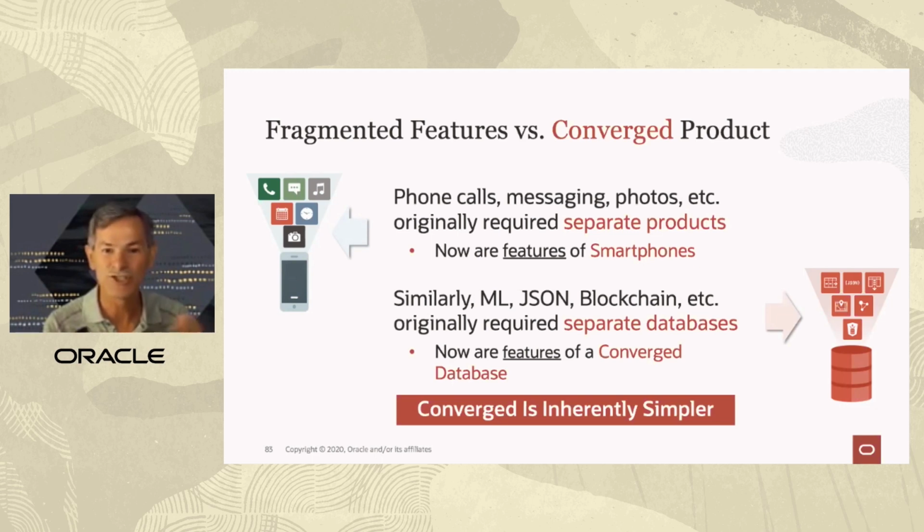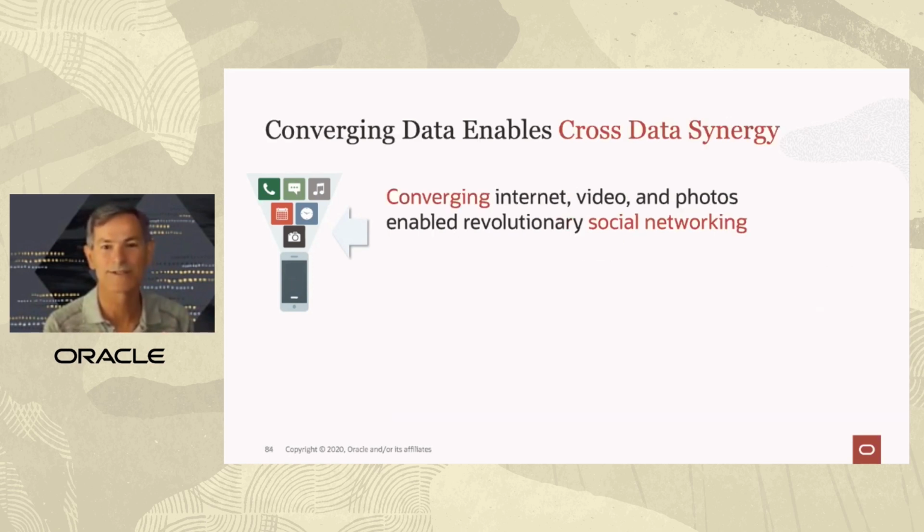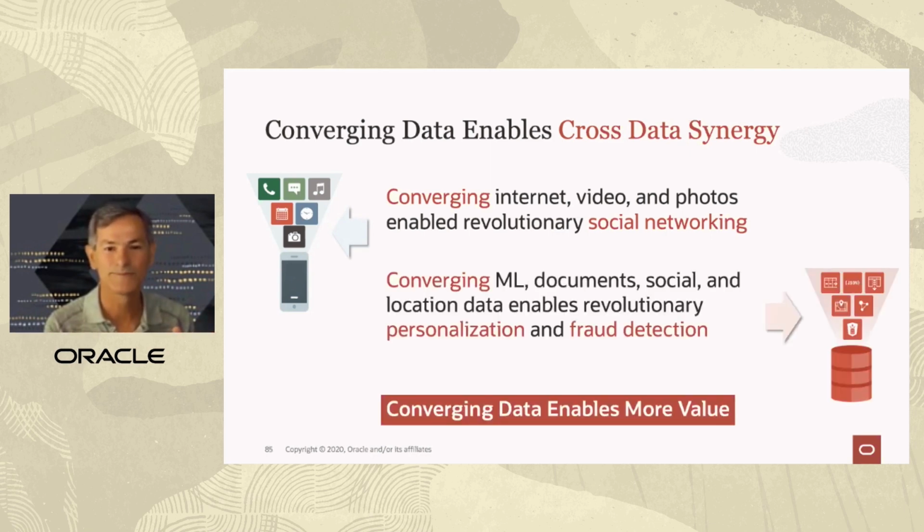Similarly, machine learning, JSON, blockchain, etc., originally required you to use a separate database for each. Now we've converged these features into the Oracle Converged database. And a converged product is inherently simpler than running many single-purpose products. Not only is it simpler, it enables what we call cross-data synergy. So in the phone example, converging internet, videos, and photos enables new capabilities, such as, for example, revolutionary social networking, which was never possible before.